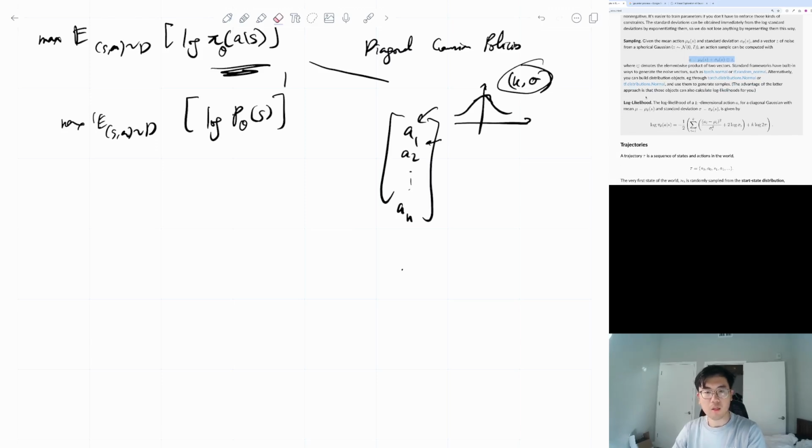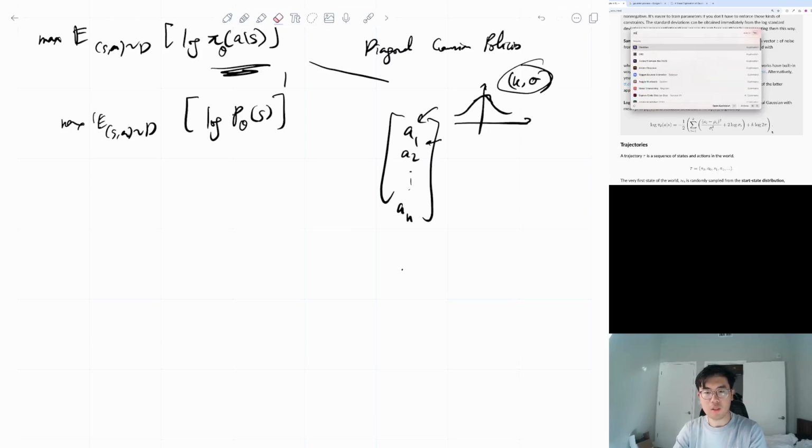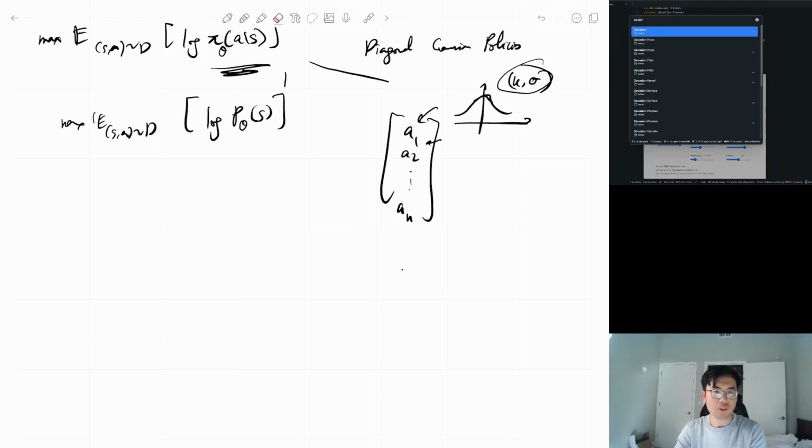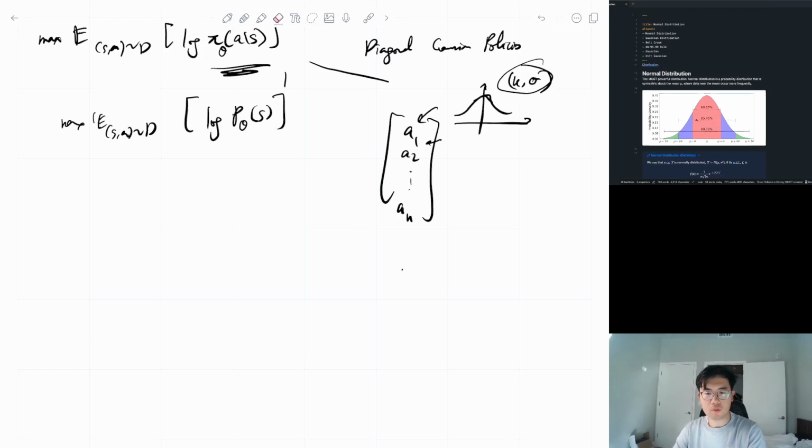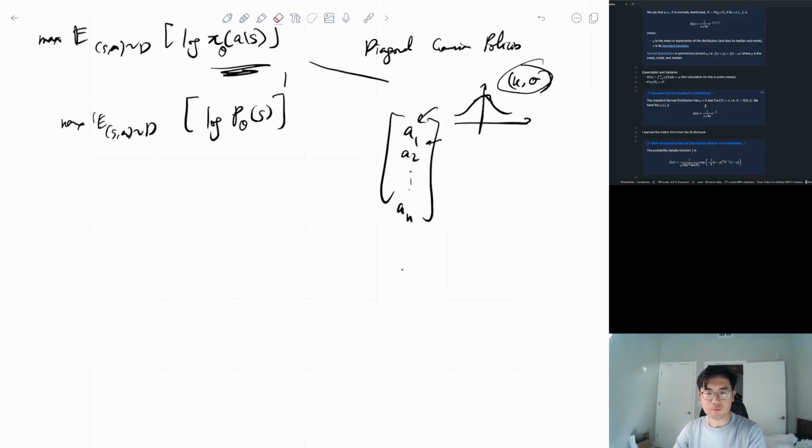And then what is more interesting is here. Okay, so if we have a diagonal Gaussian policy, the log likelihood for a Gaussian is given by this, right? Because essentially, if we go back to the Gaussian distribution, it's this equation.